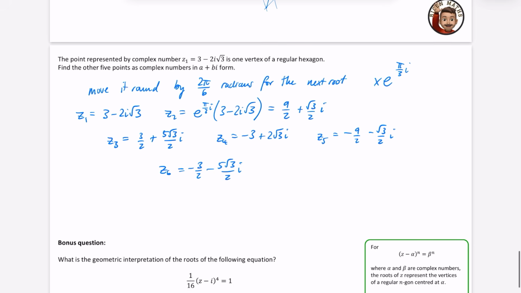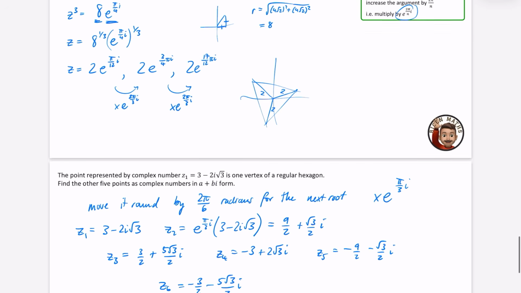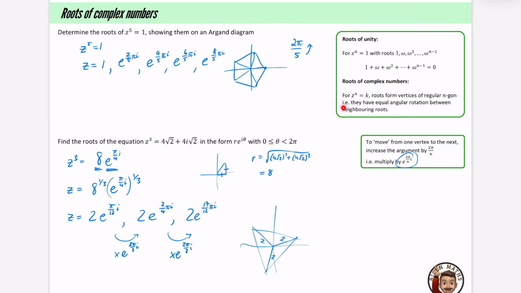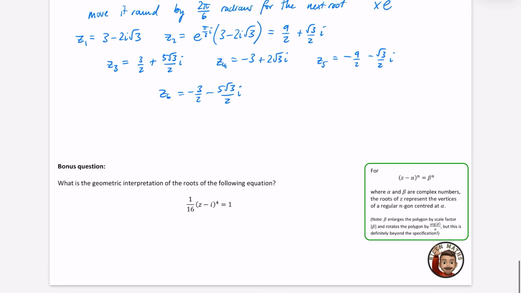So they sometimes ask you that, and actually you can see if you were to sum up all of these roots, they would also come to 0, because you can see the opposite pairs sum to 0. So this part here also holds true for this type of question as well.